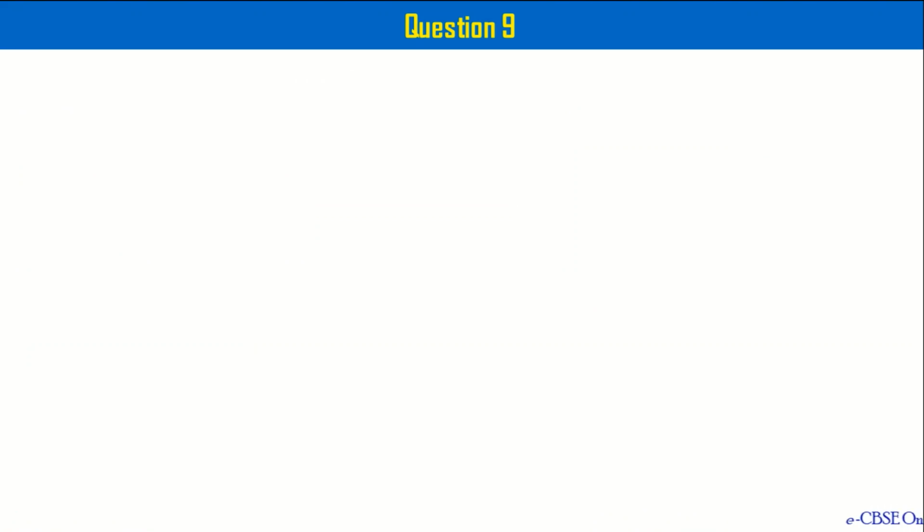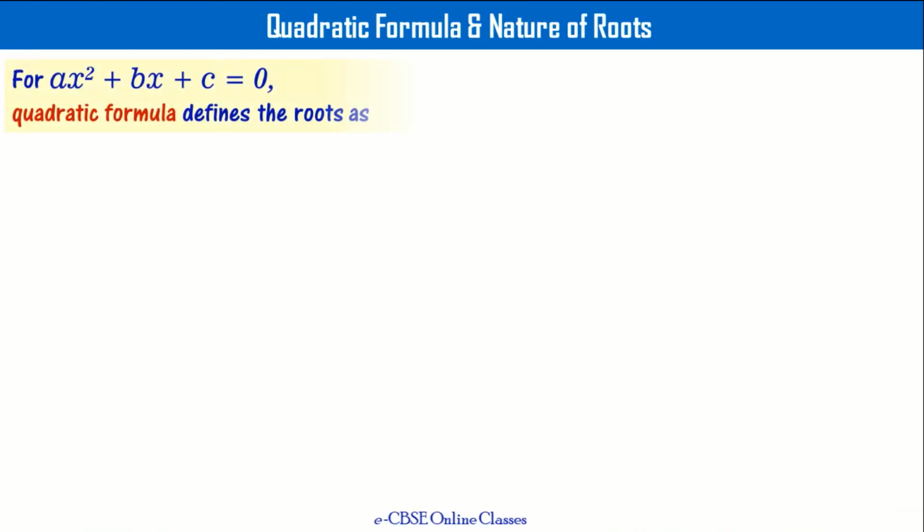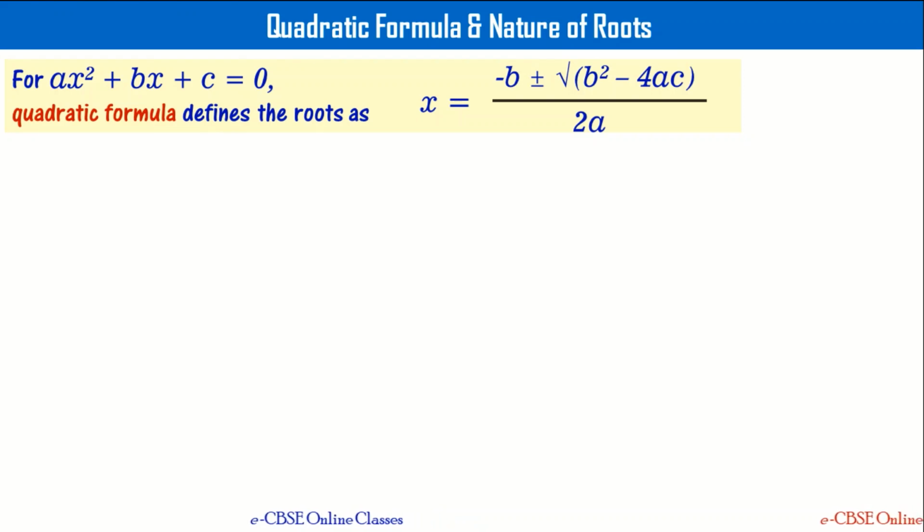Let's go to the next question, that is question number 9. Write the discriminant of the quadratic equation x plus 5 whole square equal to 2 times 5x minus 3. This is from 2019, set number 3. Before solving this problem, I want you to understand or recall certain concepts based on this particular problem. For ax square plus bx plus c equal to 0, the quadratic formula defines the roots as x equal to minus b plus or minus square root of b square minus 4ac divided by 2a. Please take a note of this.